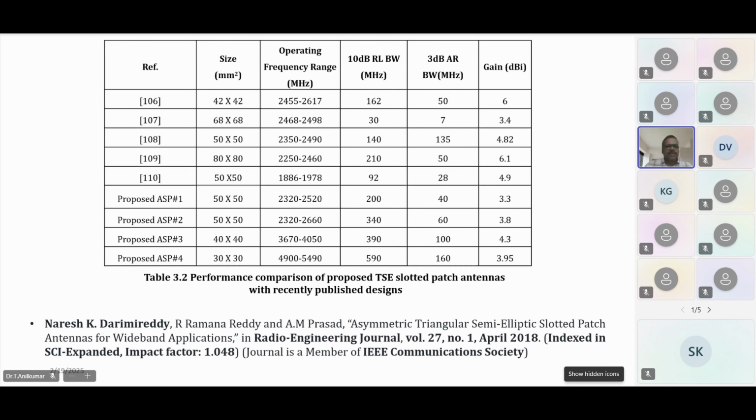So this is a comparison with the existing results for these 4 antennas. This work was published in 2018. At that point of time, even though the gain is not better, the 10 dB return loss bandwidth and dimensions are somewhat better when compared to the already existing circularly polarized antennas, right? This work is published in Radio Engineering journal, an SCI journal, right? Next.